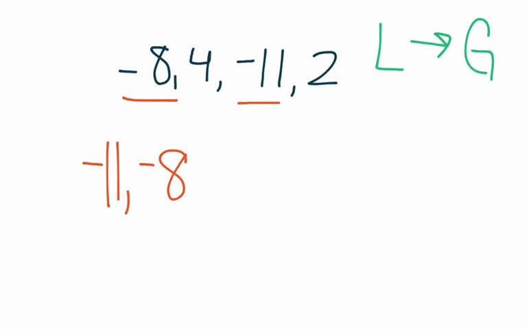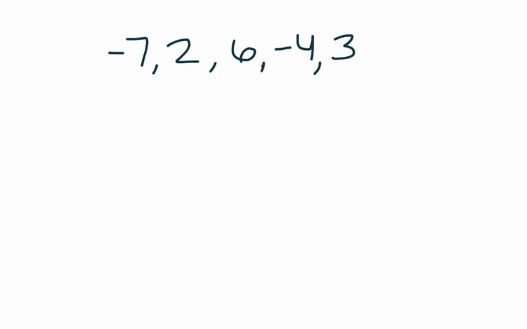But now let's look at our positives. We've got 4 and 2. If I'm getting greater, so I've got -11, I've got -8, what would come next? That would be 2, and then 4. If we graphed these on a number line, -11 would be the farthest on the left, then -8, then 2, then 4. All right, so let's try another one. Before I work through this one, I would like you to pause your video now and put these in order, least to greatest, and then we'll talk about it together. So pause your video now if you haven't done so already.